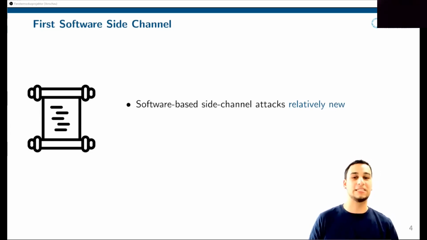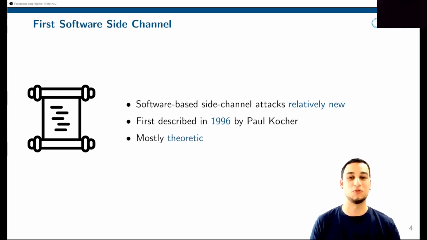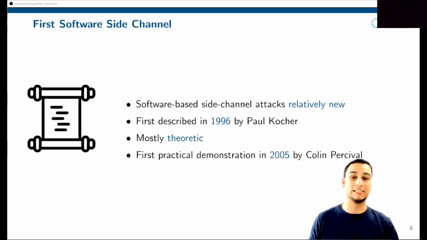And these software-based side channel attacks, they are relatively new. They were first described in 1996 by Paul Kocher, and we see him again in the end. He's also one of the discoverers of the Spectre attacks. It started with cache attacks, but back then this was mostly theoretic. So it's a great paper, but many things are just theoretic. The real, actual practical attack was then demonstrated in 2005 by Colin Percival.